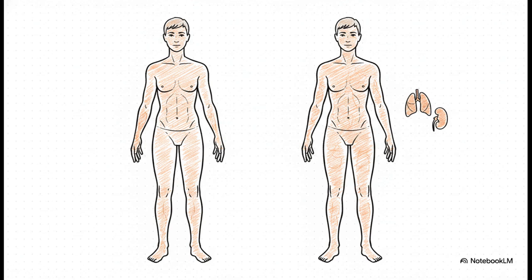Then, on the flip side, we have diffuse cutaneous SSc. This one is rapid. It's aggressive. The skin thickening quickly moves up from the fingers to the proximal limbs and the trunk of the body. In these patients, Raynaud's usually kicks off at the exact same time as the skin changes. But the most crucial takeaway here, these diffuse patients are at a much higher risk for early, severe internal organ involvement. We're talking rapidly progressive lung fibrosis and life-threatening kidney crises.